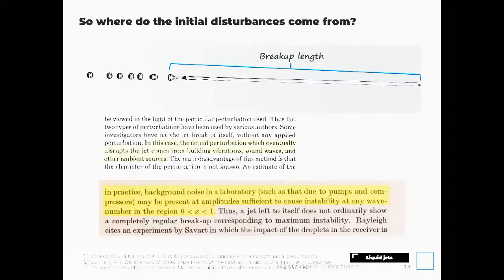Well, we looked in the literature, and it says the actual perturbation which disrupts the jet comes from building vibrations, sound waves, and from you walking around the laboratory, which is not very satisfying. Background noise in a laboratory, pumps and compressors may be present at amplitude sufficient to cause instability, etc. Yeah, and so the real answer is we don't know.